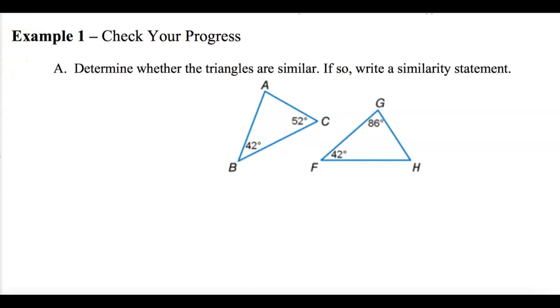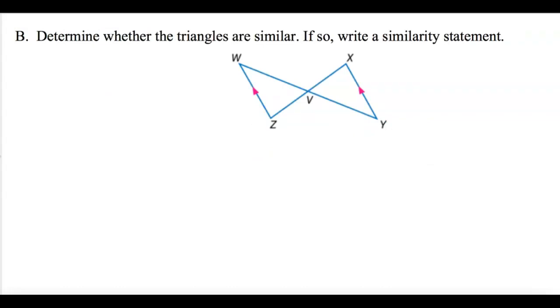Okay, so what we'll have to do is figure out this missing one, and if that happens to be 86, then we can make a similarity statement. Turns out this is 86, so these triangles are similar. So this is 52 degrees, and again, let's go from smallest to largest. So we'll say triangle BCA is similar to triangle FHG.